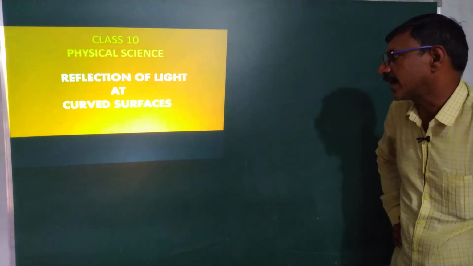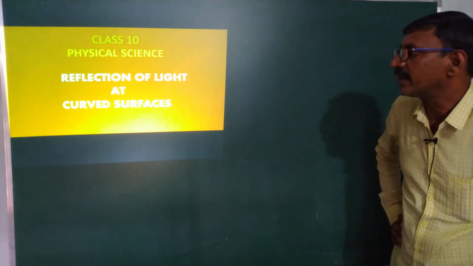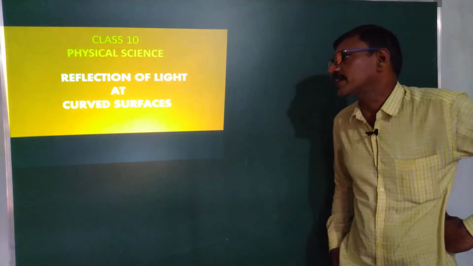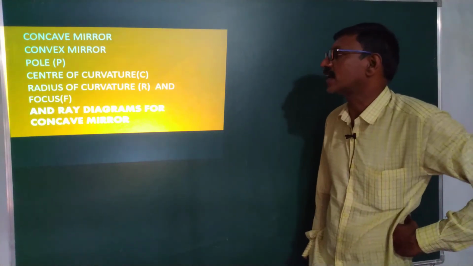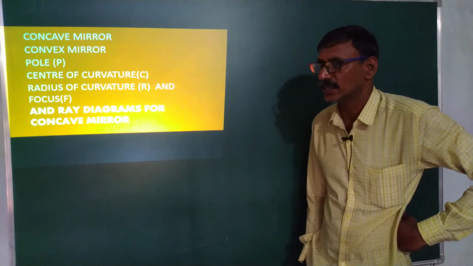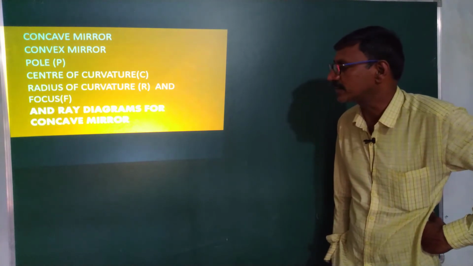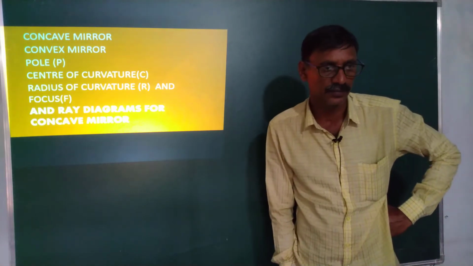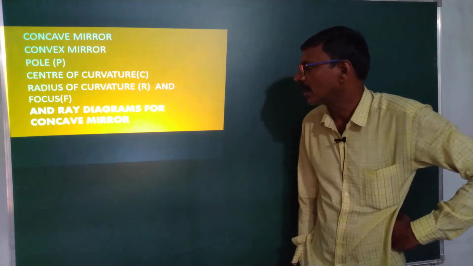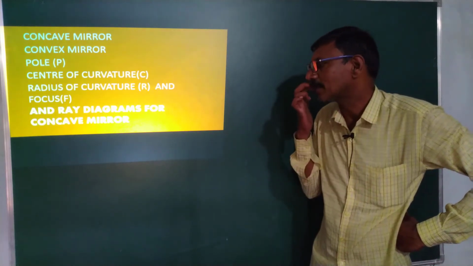Class 10 Physical Science, Reflection of Light at Curved Surfaces. In the previous class, we discussed the effects of light, and we discussed curved mirrors, concave and convex mirrors, pole, center of curvature, radius of curvature, and the focus of convex and concave mirrors. We also discussed ray diagrams for concave mirrors.